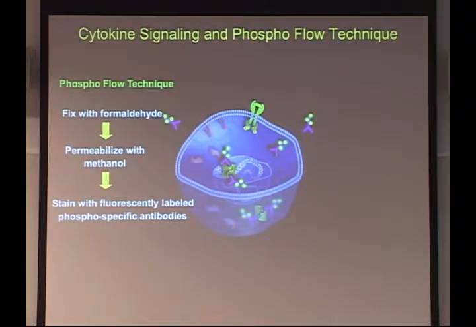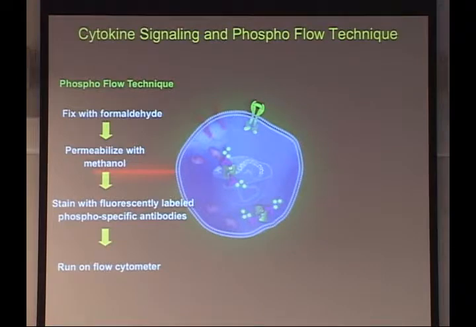Then you come in with your different fluorescently labeled or mass-labeled antibodies to identify now the phosphorylation events inside your cell, and you run that on the cytometer.